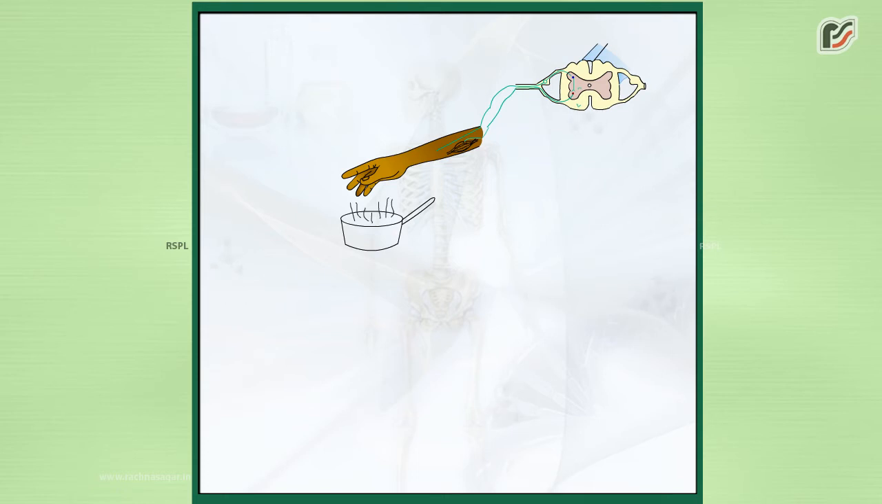Reflex actions are immediate and do not involve any thinking by the brain. These responses are controlled by spinal cord. Some other examples of reflex action are blinking of eyes, movement of diaphragm during respiration, watering of mouth on seeing food, yawning, sneezing, etc.